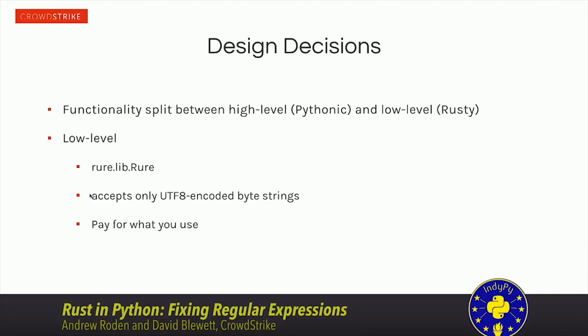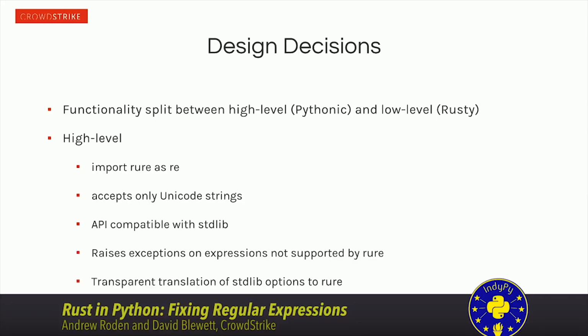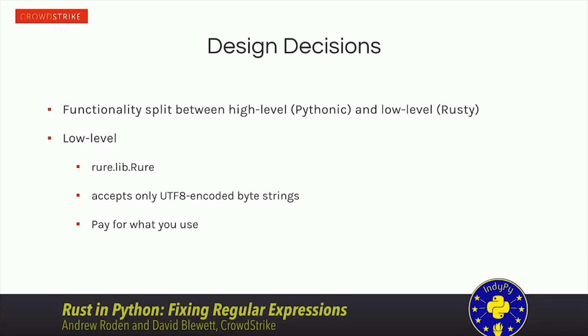The lower level expects UTF-8 encoded byte strings. So the choice before was that in the high level, as in Python 3, the default is Unicode strings. So as you're passing it both the expression and the data that you want to search on, it should be a Unicode string. And as you go down to the lower level, if you pass it a Unicode string, it will throw an exception saying that you need to pass me a byte string.